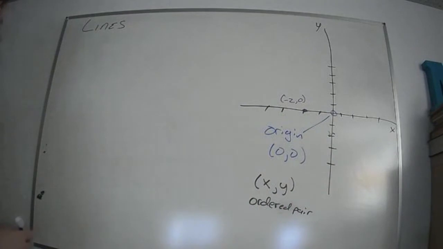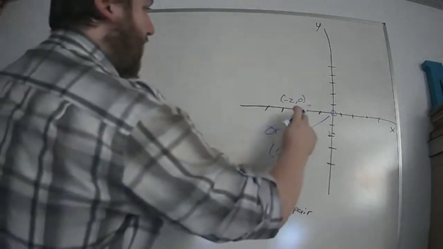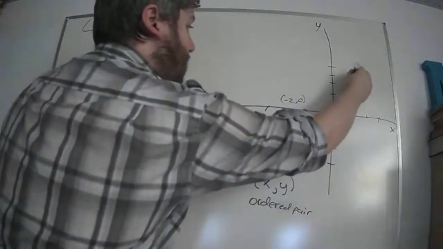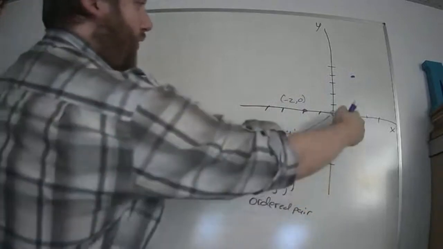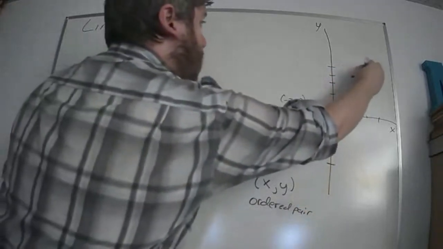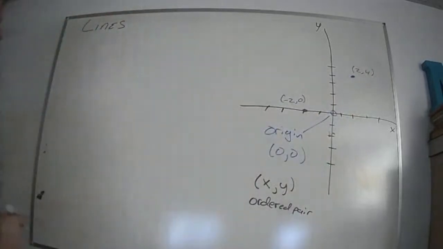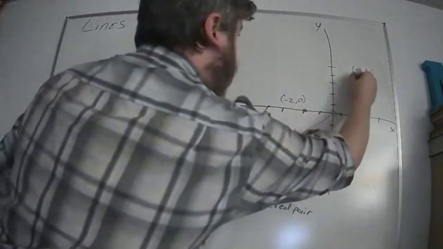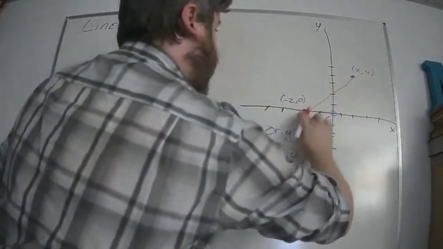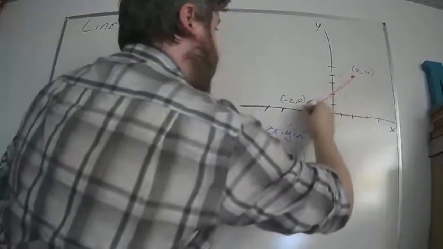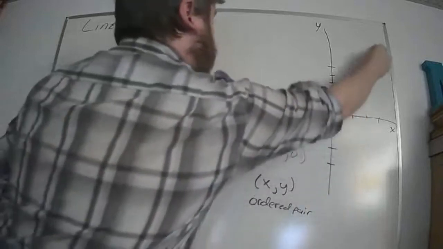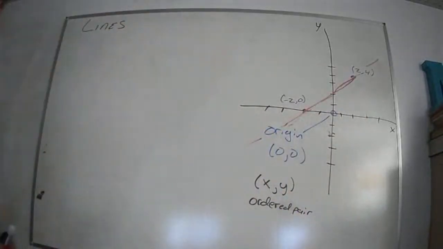And let's say this point here is the point 2, 4. And we can connect these 2 points with a line. Something like that. And it goes beyond these points and continues on upward and downward to infinity and negative infinity.